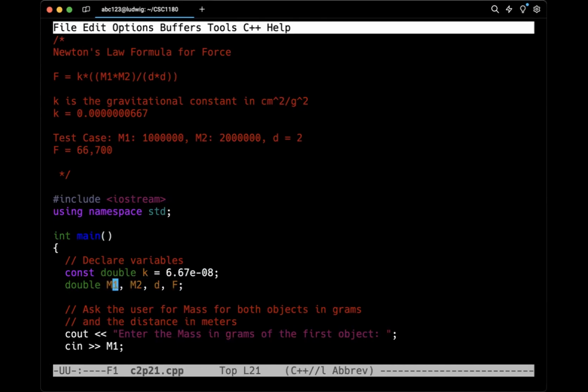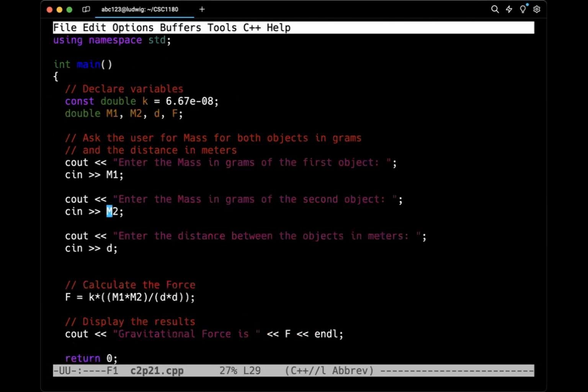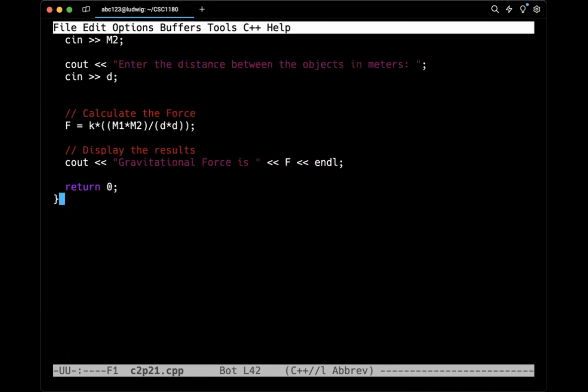Again, I'm using the capital letters, which I normally wouldn't, to match the formula. I'm then asking the user for the weight or the mass of the first one, mass of the second one. Okay. And then getting the distance between them, calculating the force, and then displaying the results. Okay. So hopefully these examples are useful for you. You should be able to do this kind of a program in pretty quick order. So if you have questions or if you want me to solve any of the other problems, make sure that you let me know.